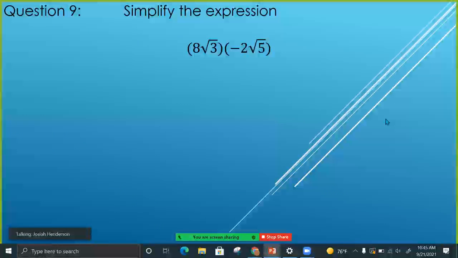Let's look at number 9. Number 9, simplify the expression. We've got 8 root 3 times negative 2 root 5. A note, remember, coefficients, the outside numbers, the non-root numbers, they can interact and multiply together. And then also the matching roots can multiply together.